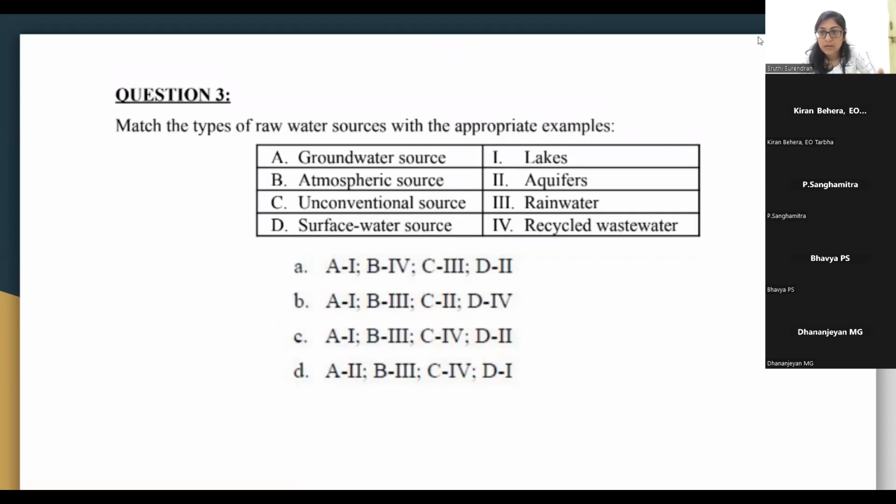Yes. Kiran has said D, Sangamitra D, Mekanta Devan has said D, and all of you are very well informed, and yes, the answer is also D.